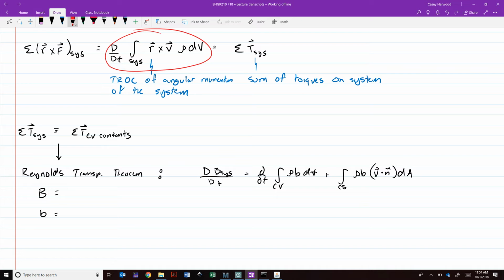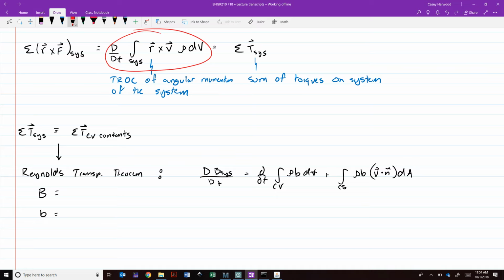Match this up right here. Okay. What's our extensive property of the system? What are we trying to capture the rate of change of? This R cross V quantity, right? The moment of a velocity about an origin of our coordinate system. Okay, it's a weird concept, but just do a pattern matching here.